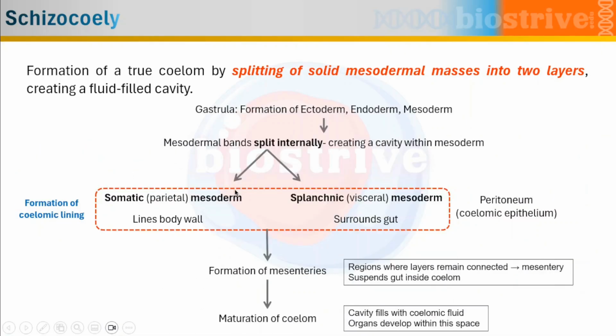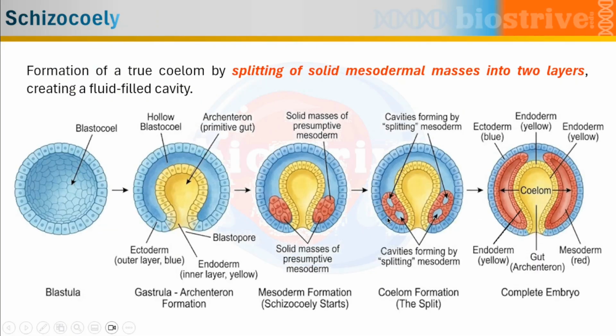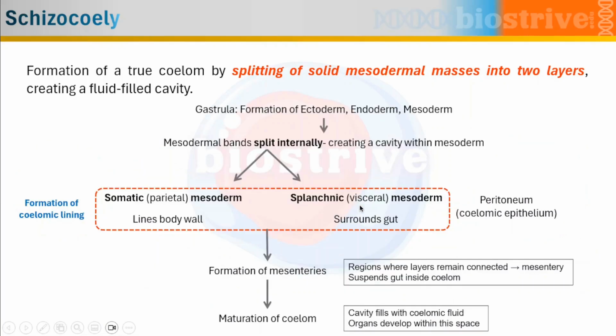This splitting will result in the formation of two specific layers. The first is somatic mesoderm, which is also called parietal mesoderm, and the second is splanchnic mesoderm, which is also called visceral mesoderm. The somatic mesoderm will line the body wall. It is toward the outer side, whereas the inner side is the splanchnic mesoderm, because the splanchnic mesoderm is surrounding the gut itself, and together these two layers will be forming the peritoneum, which is also known by the name coelomic epithelium. After that, there is the formation of mesenteries. It takes place in the regions where layers remain connected, and at last there will be maturation of this coelom.